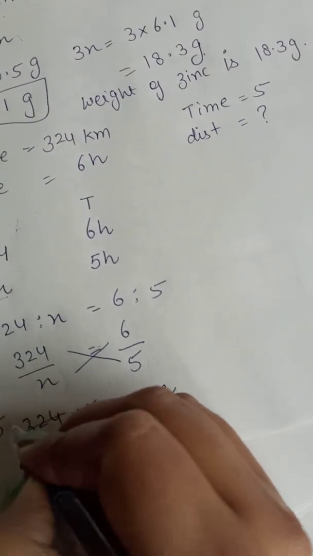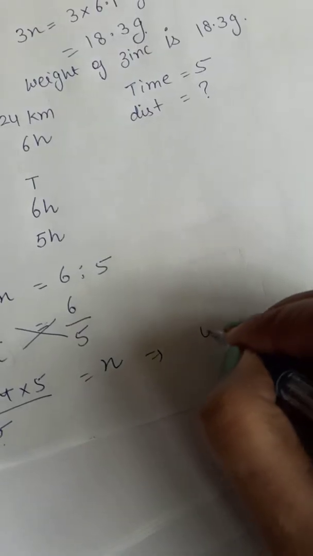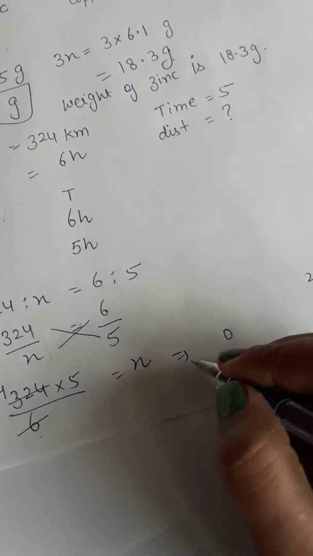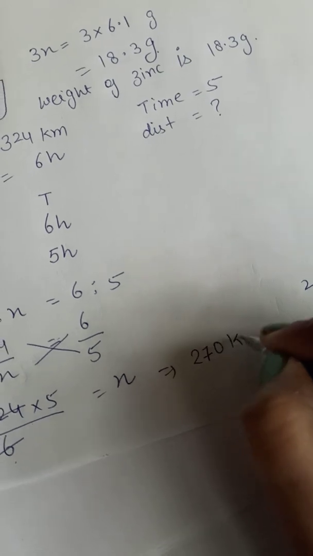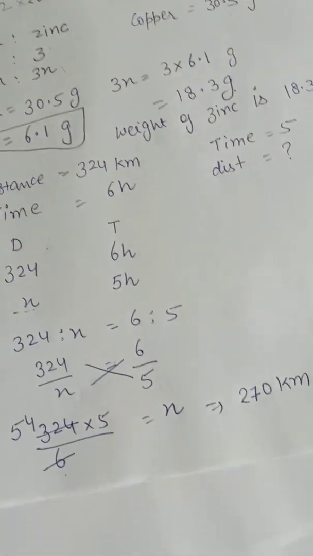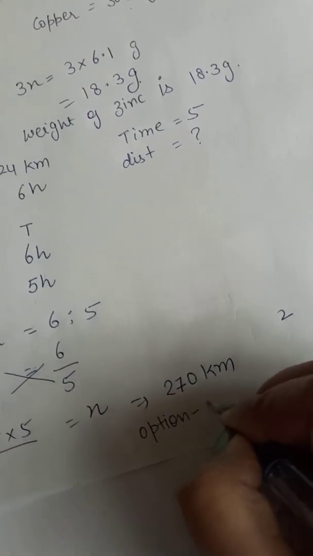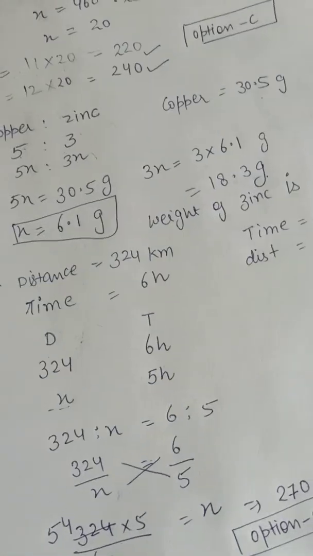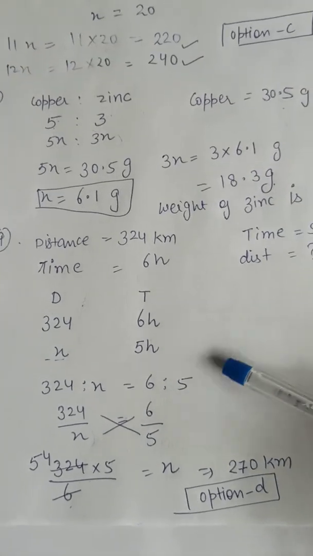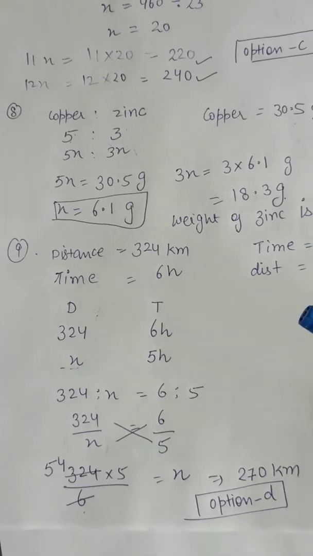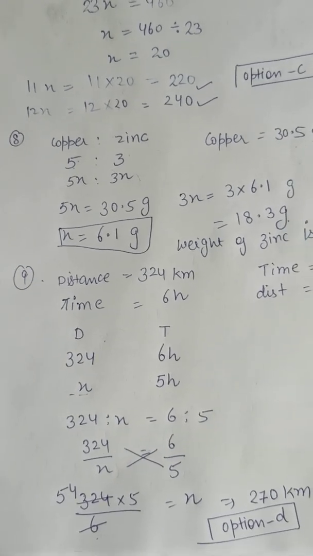6 5s are 30, 6 4s are 24. Multiply it. 5 4s are 20, 5 5s are 25, and 2 is 27. So your distance is 270 kilometer. That is option D. Okay beta, so ratio is a very important chapter. It can be used anywhere. Like here, without finding the speed, we find the distance with the given interval of time.